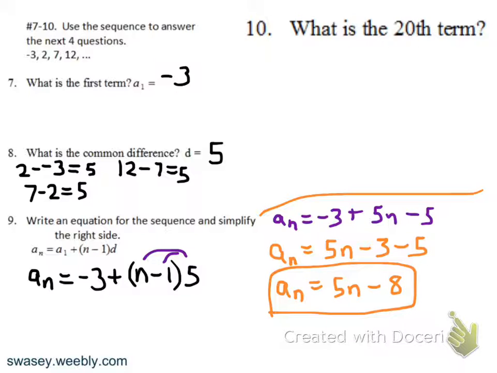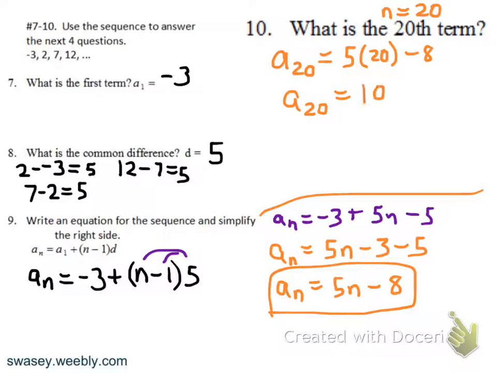Now we're going to use that equation to find the 20th term. Since we're looking for the 20th term, we'll replace n with 20. So we have a sub 20, or the 20th term, is equal to 5 times 20 minus 8. 5 times 20 is 100. 100 minus 8, 92. So our 20th term on the sequence, 92.